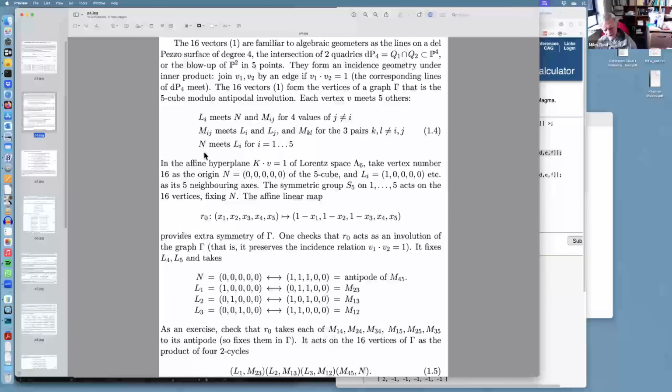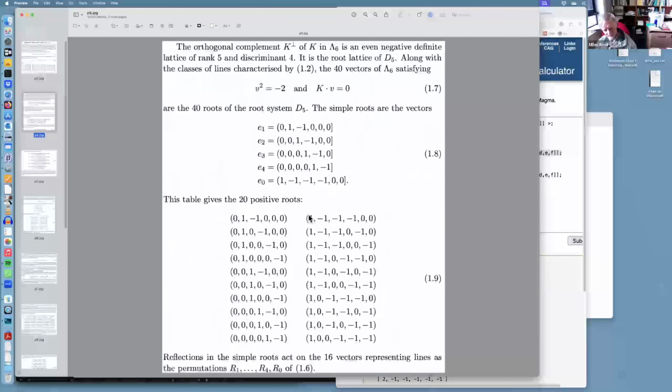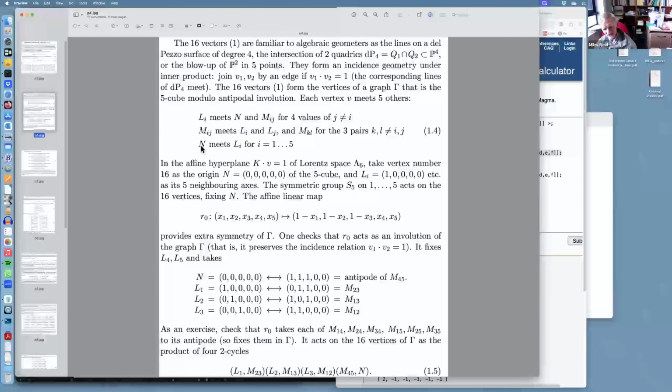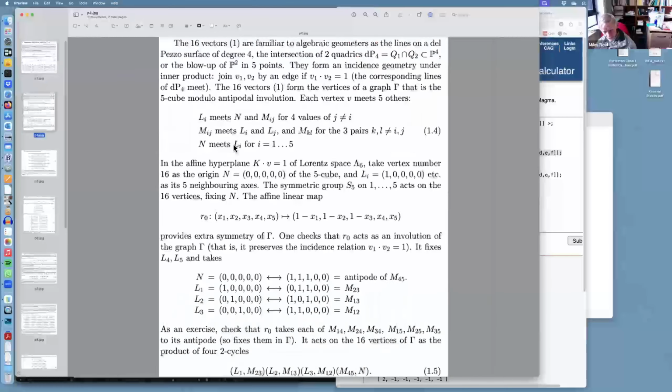So if I go back to the first page, this last one is different from the others. It's in some ways the simplest. It meets the 5 guys called Li, whereas Li meets Mij and Mj and doesn't meet the other line. So, you know, this is 19th century incidence geometry.